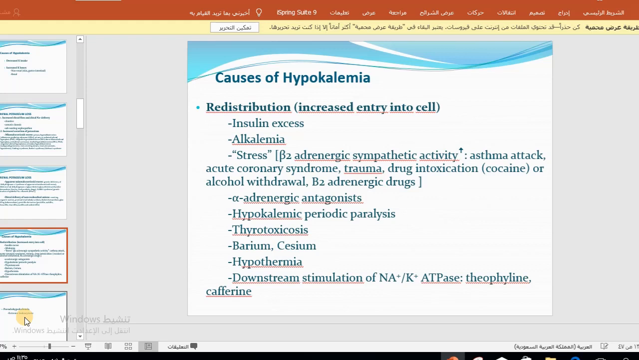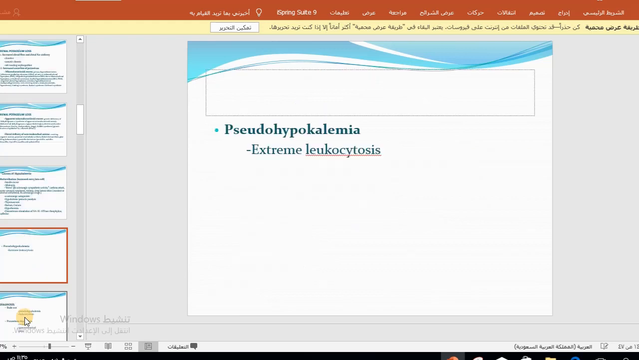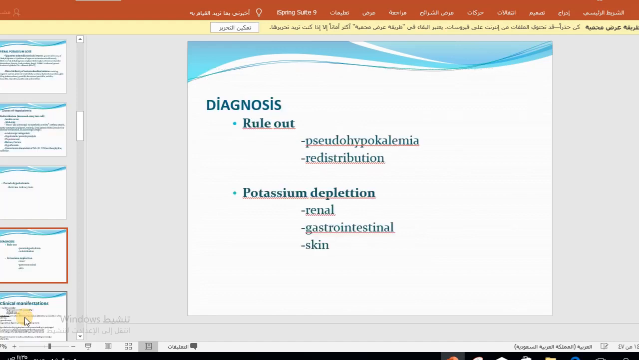Alpha adrenergic antagonist, hypokalemic periodic paralysis, which is seen in hyperthyroidism, thyrotoxicosis, or in hypothyroidism also. Hypothermia and barium swallowing. Theophylline, especially in overdose, can lead to hypokalemia, and caffeine intake. Pseudohypokalemia can be seen in extreme leukocytosis.